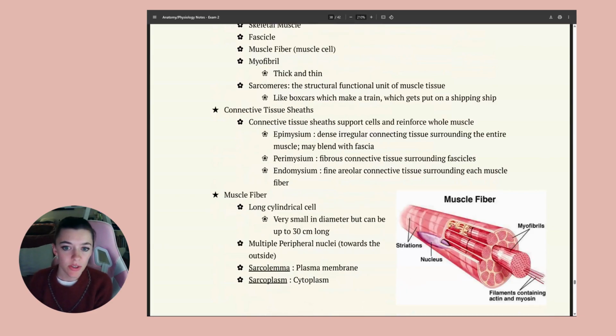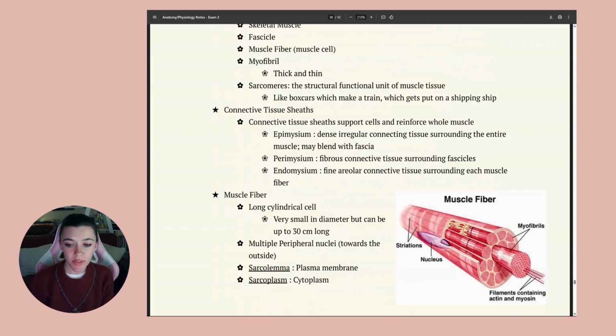And aside from the connective tissue sheaths, those support cells and reinforce the entire muscle. You have your epimysium, which is dense irregular connective tissue surrounding the entire muscle. It may blend in with the fascia. Your perimysium, which is fibrous connective tissue surrounding your fascicles, and then your endomysium, which is fine areolar connective tissue surrounding each muscle fiber. All right, and then back to muscle fibers.